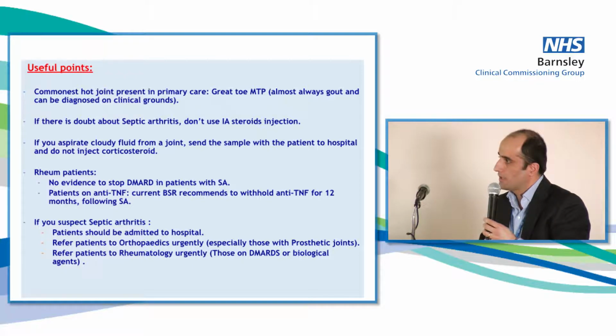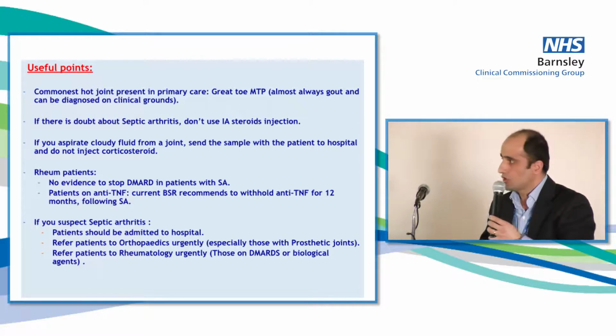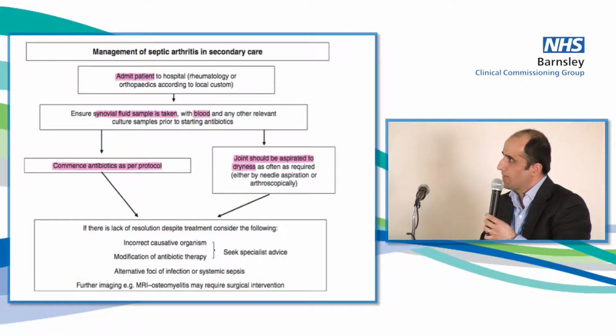So as I mentioned, following septic arthritis, patients should be admitted to hospital, refer the patient to orthopedics urgently, especially those who have prosthetic joints, and refer the patient to rheumatology urgently, those on DMARD or other biologic agents. So this is just to scan this slide quickly, what we are doing in secondary care. Basically, we see the patient, we do the required investigations, x-rays, blood cultures, and then we aspirate the joint up to dryness. And sometimes we also let the orthopedics know if they need to do a washout, and we put the patient on antibiotics.